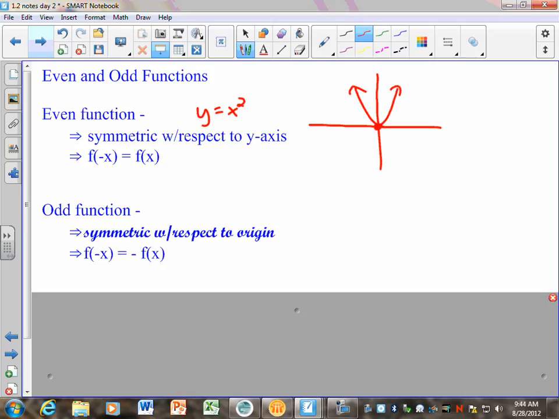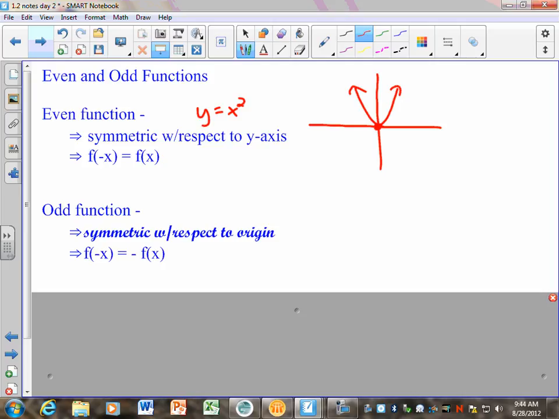The exact opposite of an even function. An odd function means that for every x value that you plug in that's negative, you get back the negative y value also. So odd functions are functions that are symmetric with the origin. And think about what we just talked about. Symmetry with the origin means it kind of flips over from one quadrant to the diagonal quadrant.